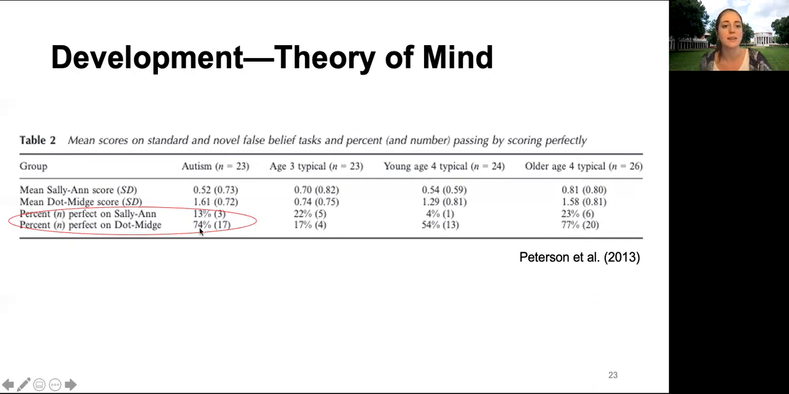Yeah, and in this one task versus the Sally Ann one, they performed much more similarly to a typically developing comparison group. So it's important to think about the tasks that we use to study autism, and especially social cognition and development, and think about how the demands of the tasks might play into the kinds of results that we find.